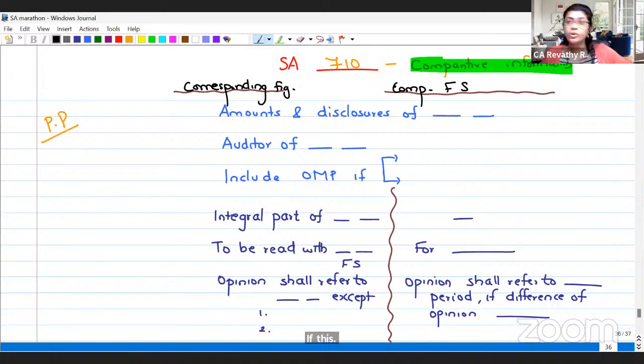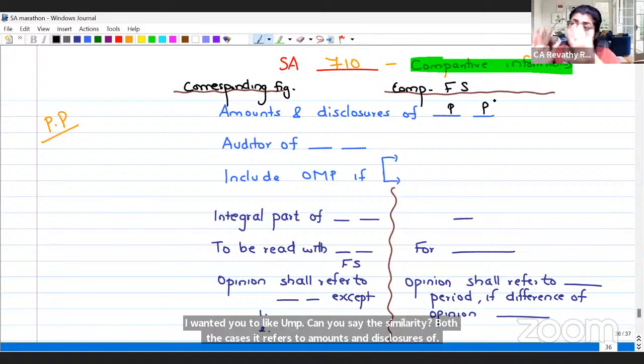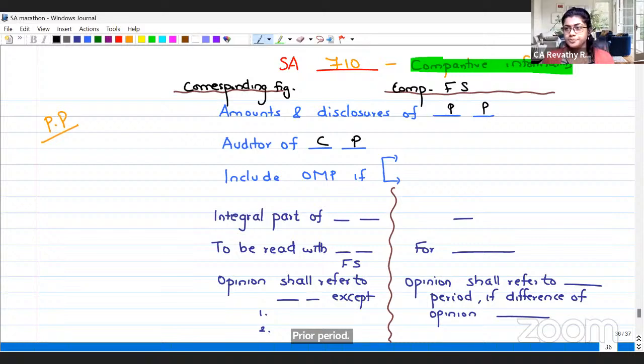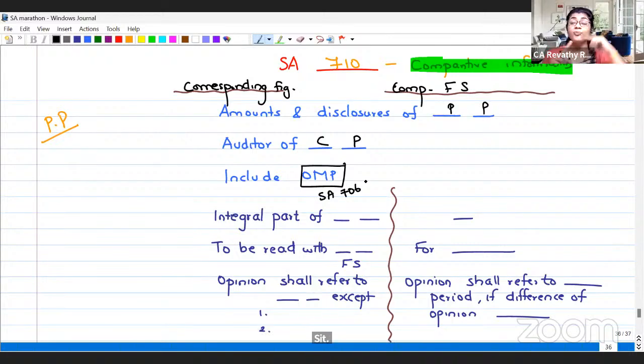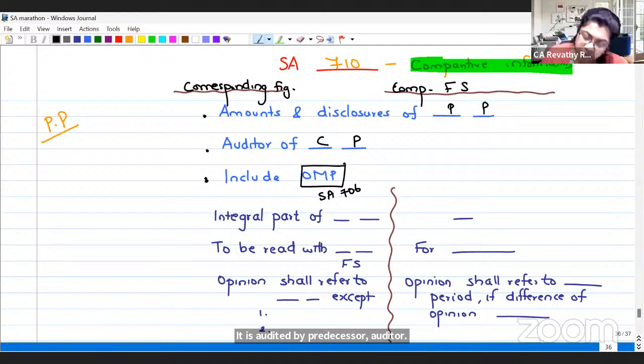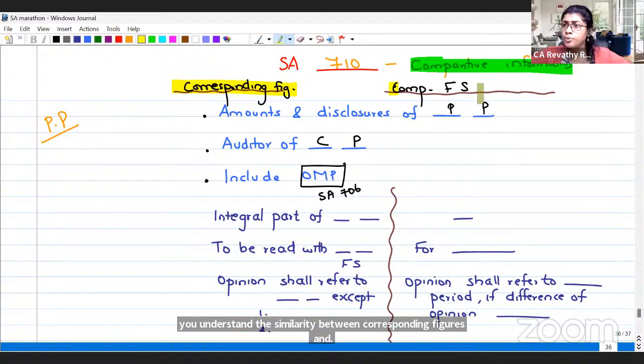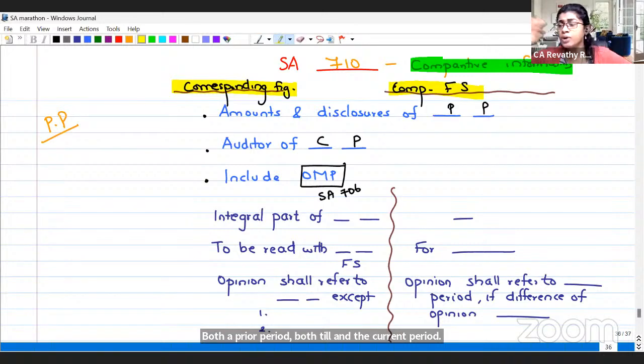Now, like UMP, OMP, can you say the similarity? Both the cases, it refers to amounts and disclosures of prior period. Both the cases, you are the auditor of the current period, not the prior period. Both the cases, you will include OMP. Both the periods, you will include other matter para, SA 706, if the prior period is unaudited or it is audited by a predecessor auditor. Did you understand the similarity between corresponding figures and comparative? Both are prior period. Both I am the current period auditor. Both the cases you can include OMP if you are not the last year auditor or last year is unaudited. So that's why 710 has a link with which SA? Change 7 with 5, 510.